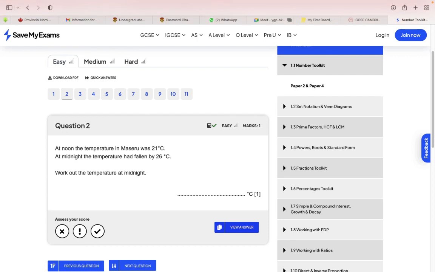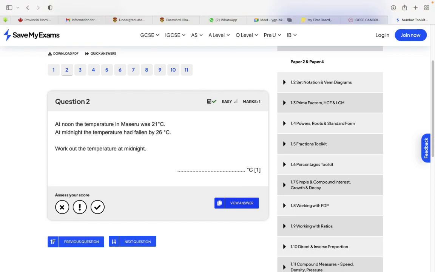Okay, question number 2. These ones are usually in exam papers. This particular question says: at noon, the temperature in Maseru was 21 degrees Celsius. That's at noon, probably in the daytime around 12. At midnight, the temperature had fallen by 26, meaning it went down by 26. So work out the temperature at midnight. What will the temperature be?